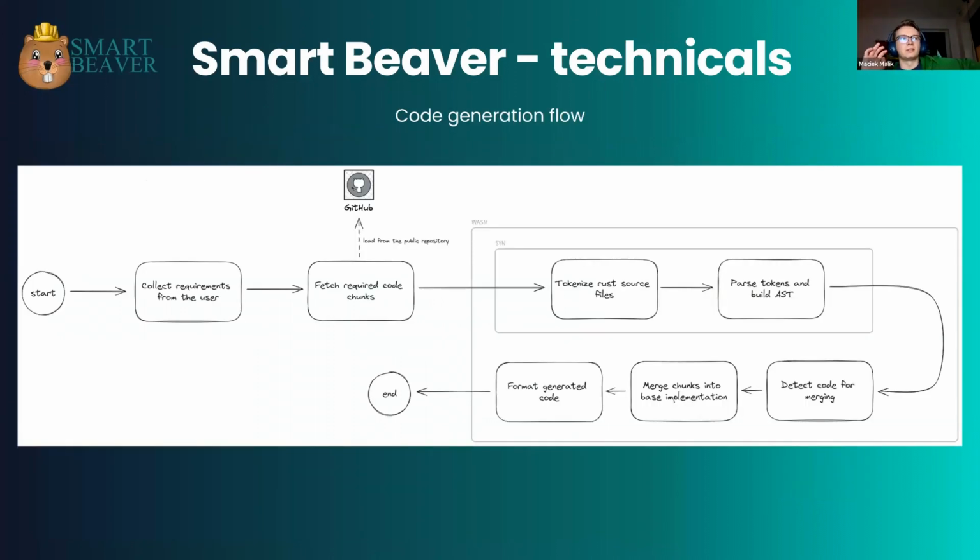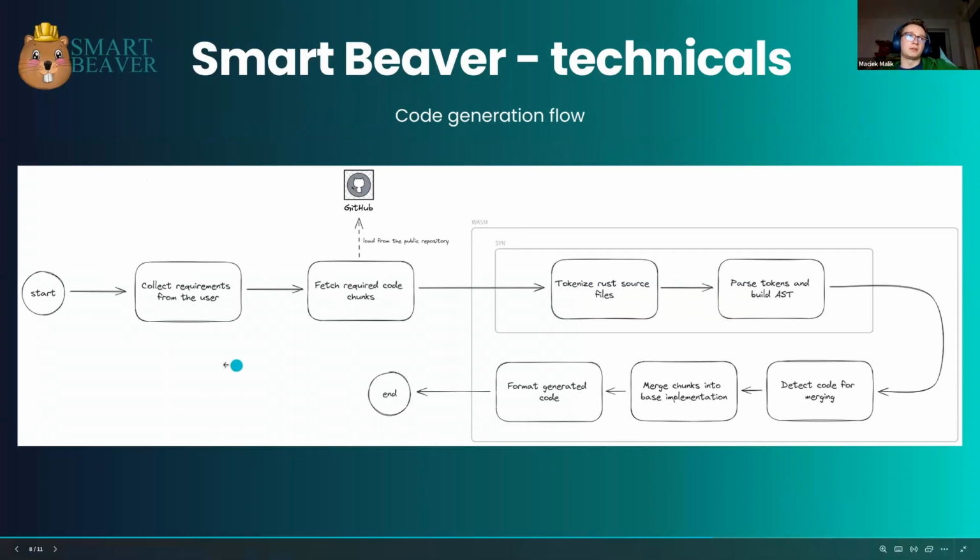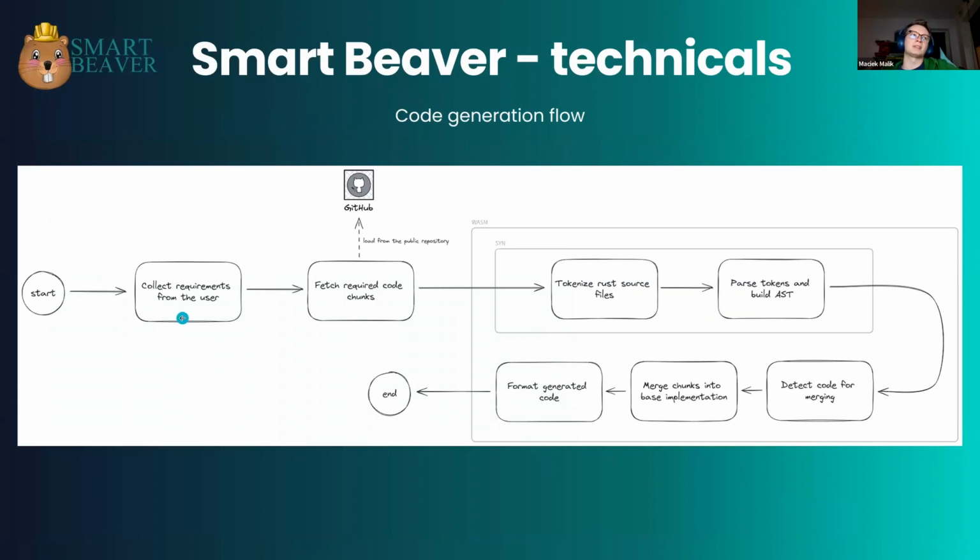Let me just go quickly through the generation flow. We basically start with collecting the user requirements, and by user requirements I mean just the sidebar on our application, the form on our frontend. We select what kind of standard you want and what kind of extensions you're interested in, and then we send it further to our WebAssembly module.